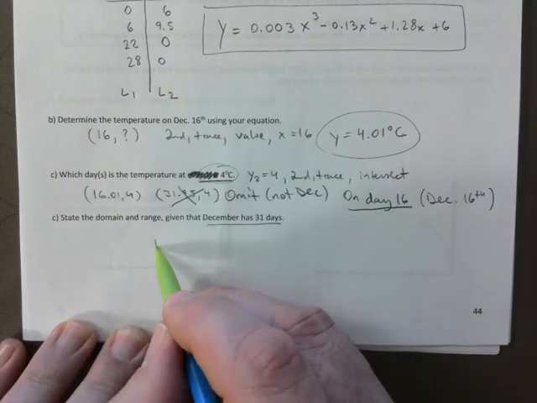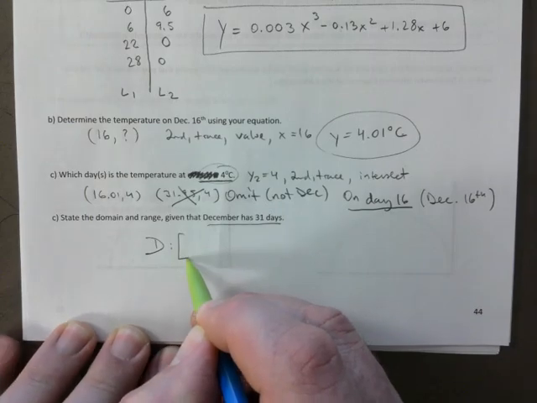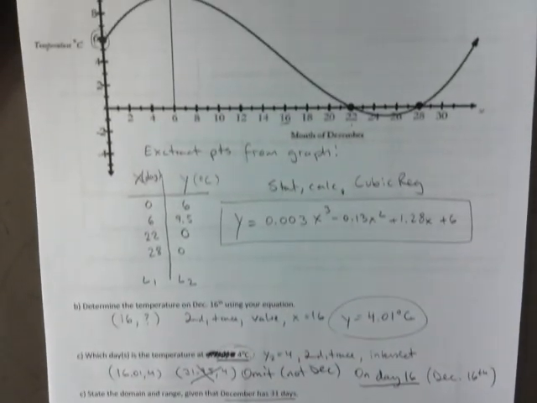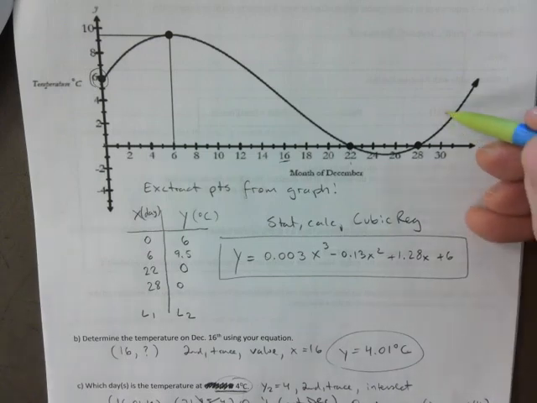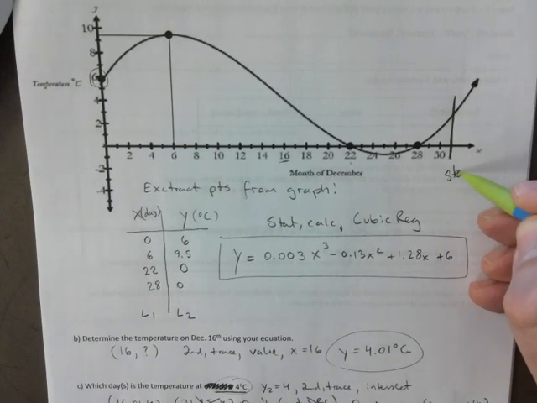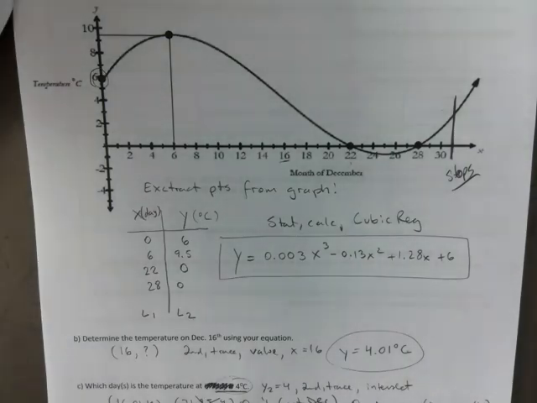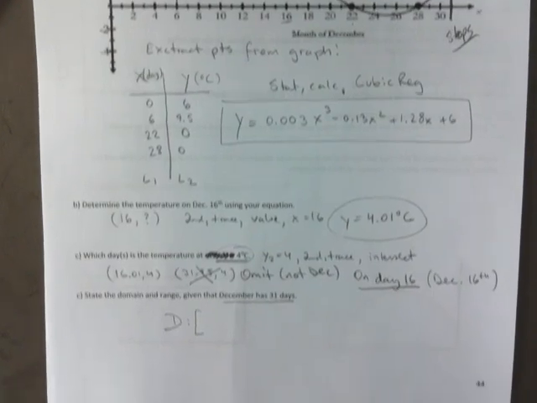So now the domain and range. Technically, if we go back to this graph, if this is supposed to represent what happens in December, we would say it stops right here. Okay, it stops. It's only valid until that point. So we will state our domain and range based on that.